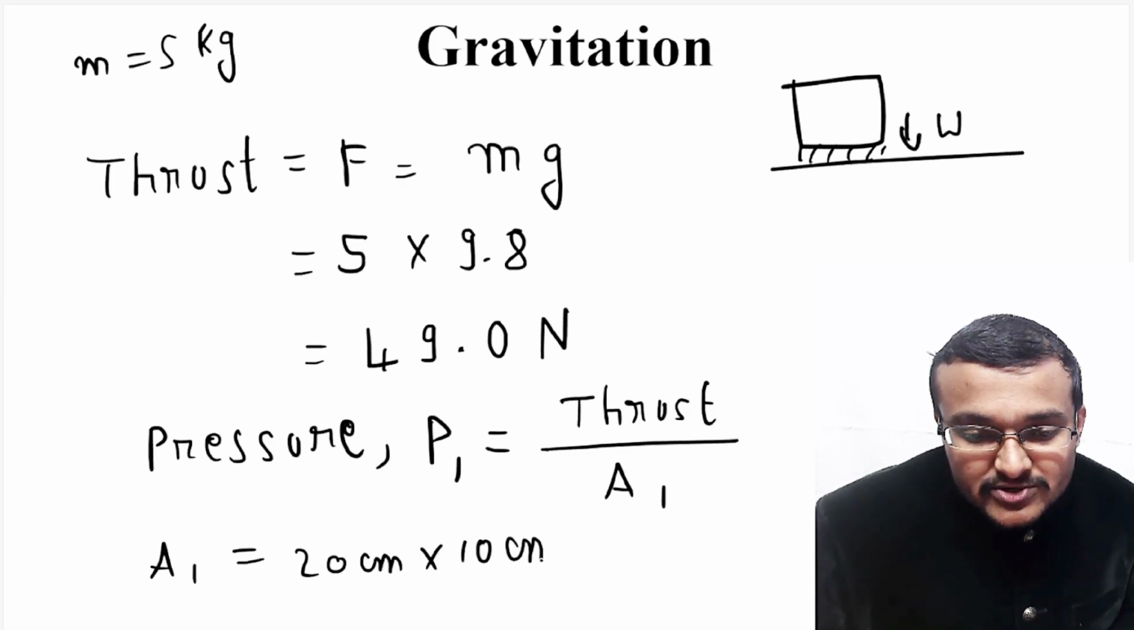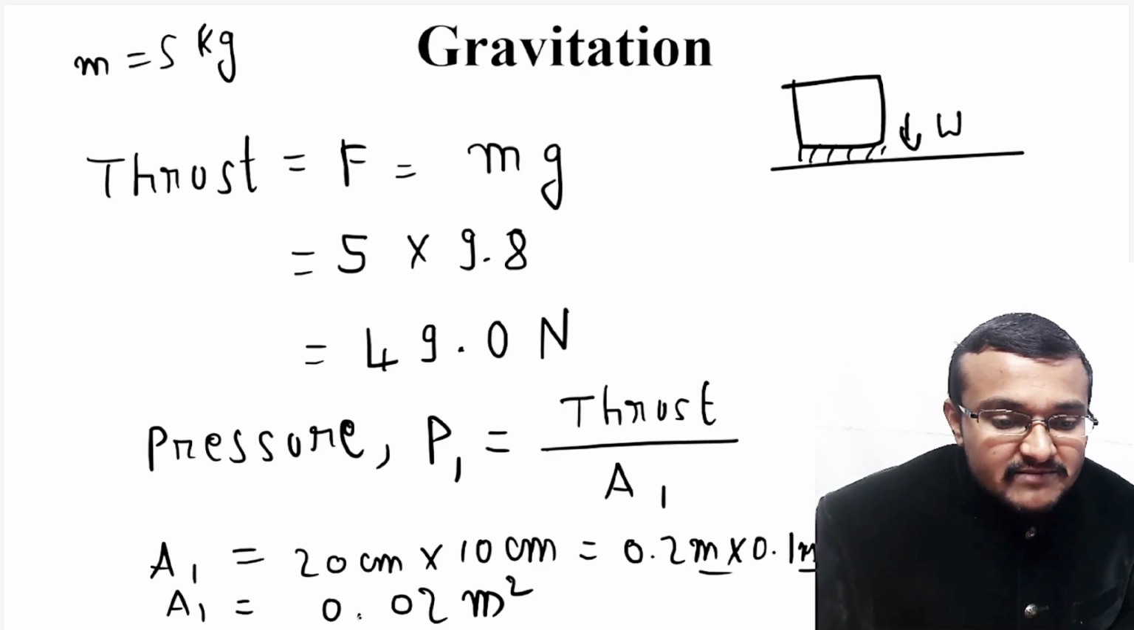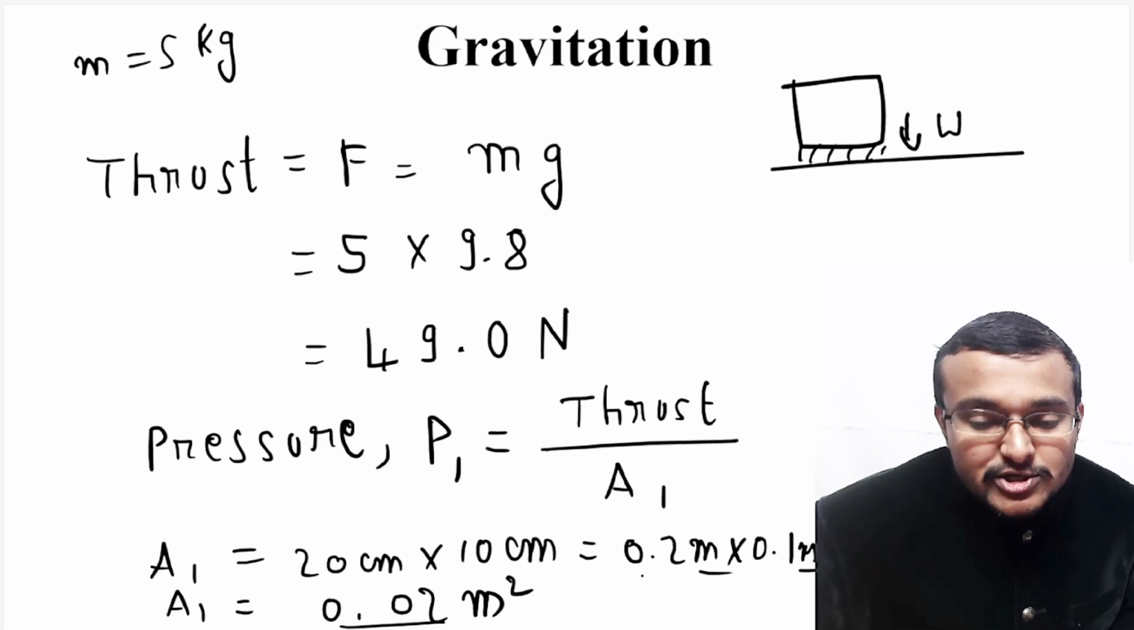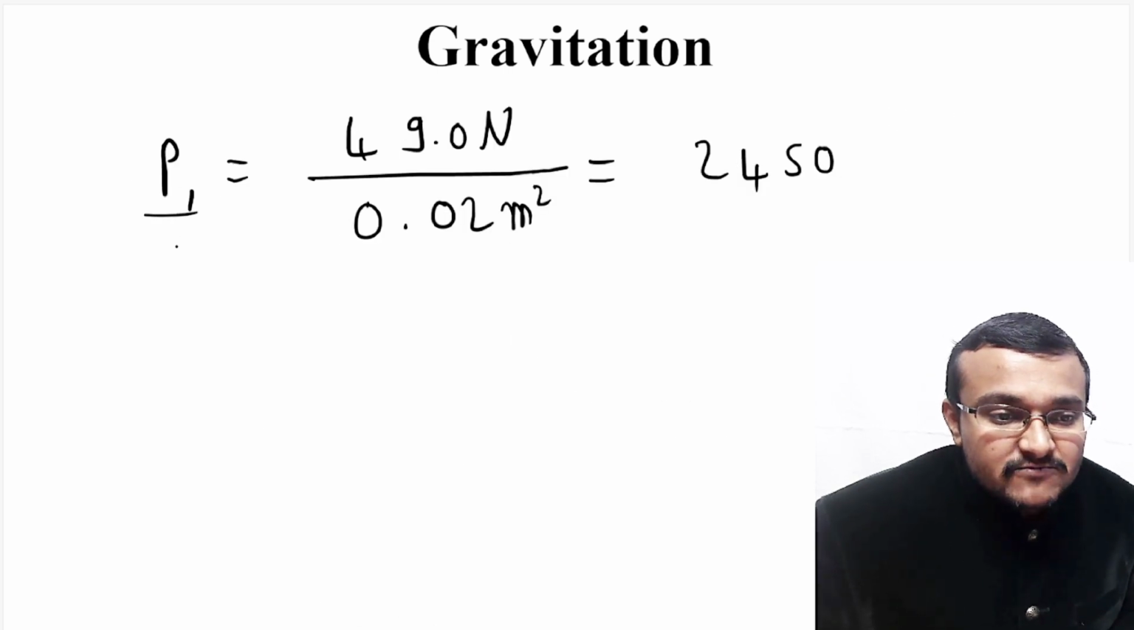20 centimeter into 10 centimeter, if you convert this into SI unit, will be 0.2 meter into 0.1 meter. So area A1 will be equal to 0.02. 0.2 into 0.1 is 0.02 meter square. Meter into meter, so meter square. Now you can calculate pressure 1 in the first case.